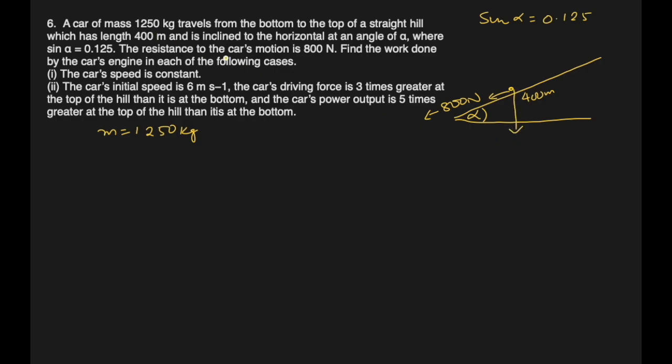What is the mass? 1250. So the weight will be 12500. So 12500 sine alpha. This is the component of weight in this direction, apart from the 800 newtons. So there are two resistive forces. Find the work done by the car's engine.